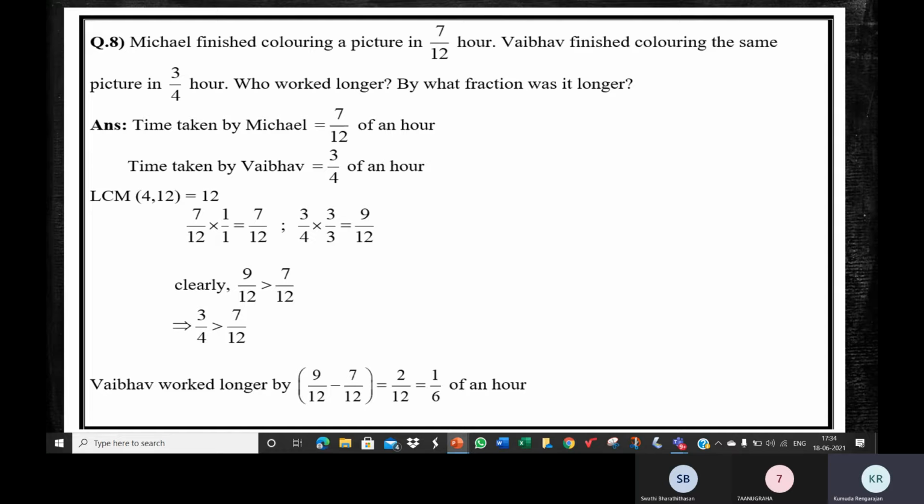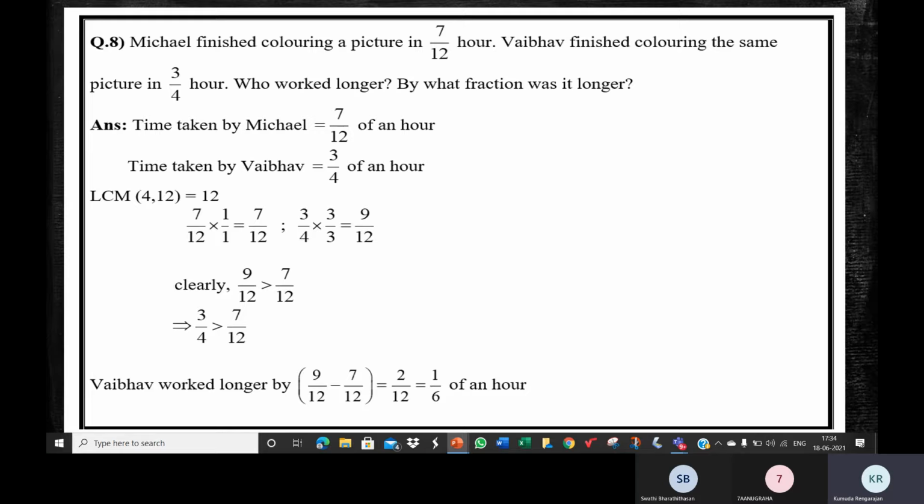So here we have to compare their fractions, and to compare fractions, if you have to say which is greater or which is smaller, they must be like fractions. Only when they're like fractions can you compare their numerators and say that this is big or this is small. So that is the first task. 7 by 12, 3 by 4. They're not like fractions because their denominators are 12 and 4. So the LCM of 4 and 12 is 12.